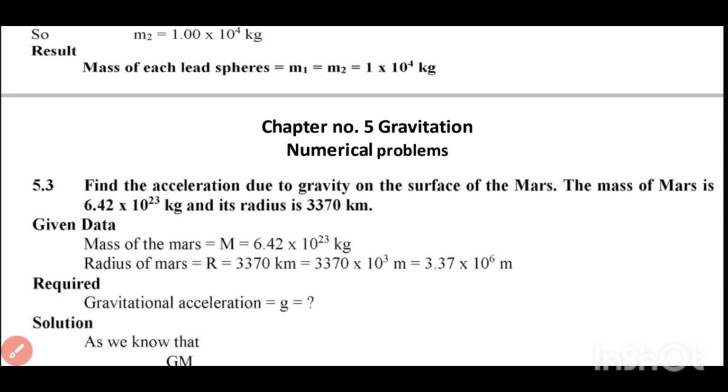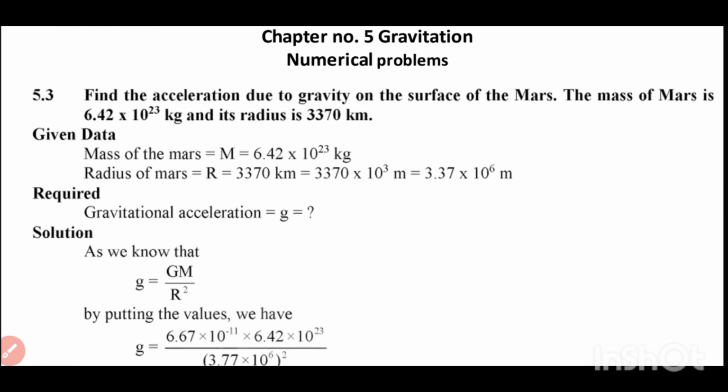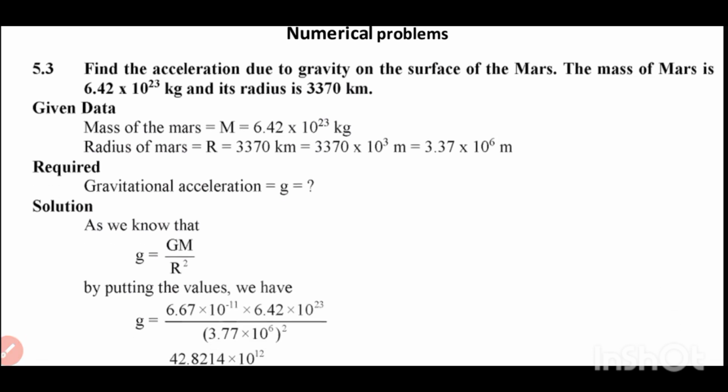So now we discuss numerical 5.3. Find the acceleration due to gravity on the surface of Mars. The mass of Mars is 6.42 multiplied by 10 raised to power 23 kilogram, and its radius is 3370 kilometer.